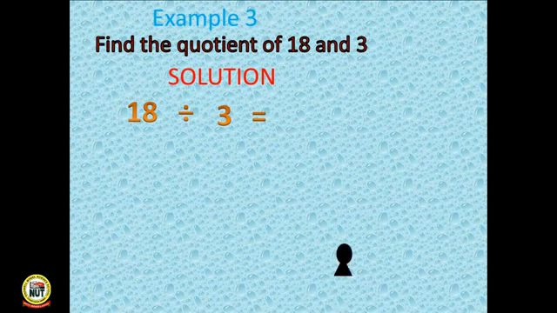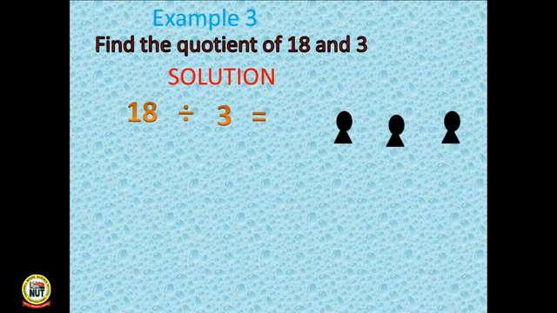We have the first skittle. How many skittles are supposed to draw? 3 skittles, isn't it? Very good. We have the second skittle and then the third skittle. Are we together? So we have 3 skittles representing the divisor. Now I'm going to share 18 beads to these 3 divisor or skittles. Very good. Are we good to go? All right. So let's start.